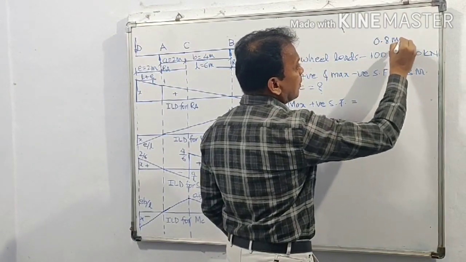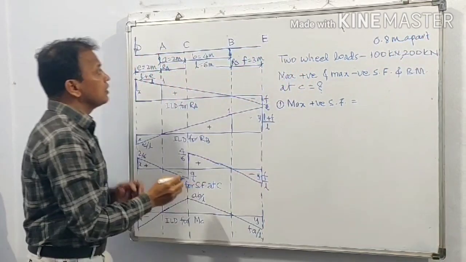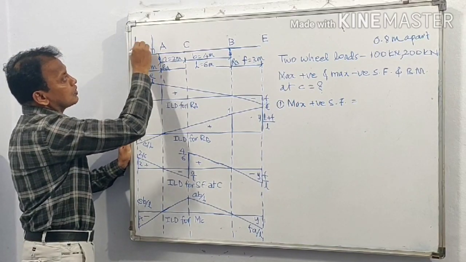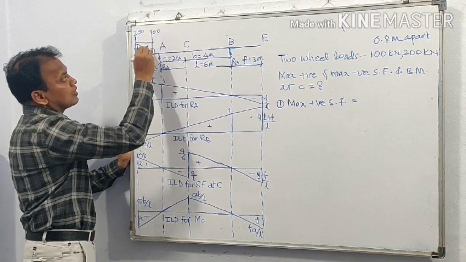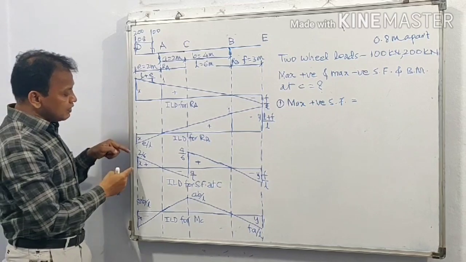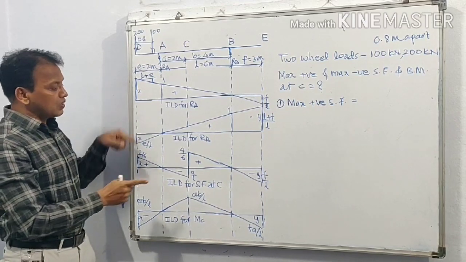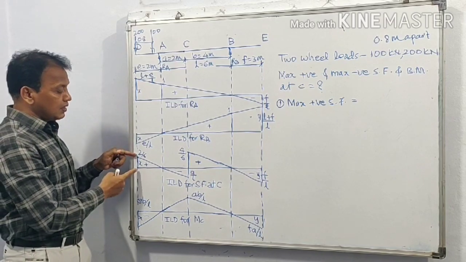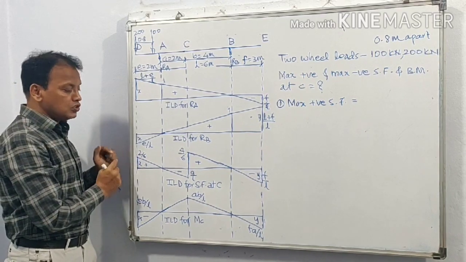0.8 meter apart. When these loads are applied here in this manner, that is 200 kilonewton and 100 kilonewton at 0.8 meter apart, this 200 will get multiplied by 2 by 6. So we know while calculating shear force, we are multiplying magnitude of the load by corresponding ordinate on the influence line diagram for shear force.